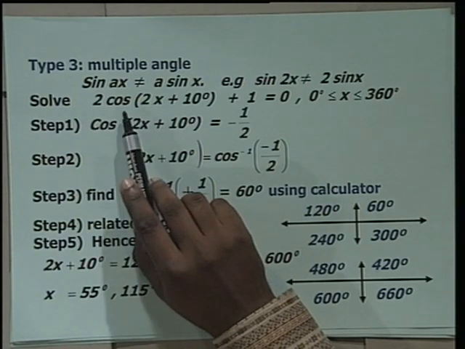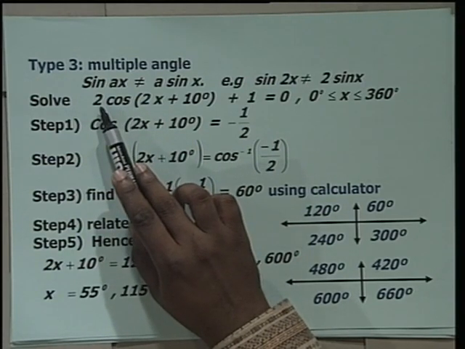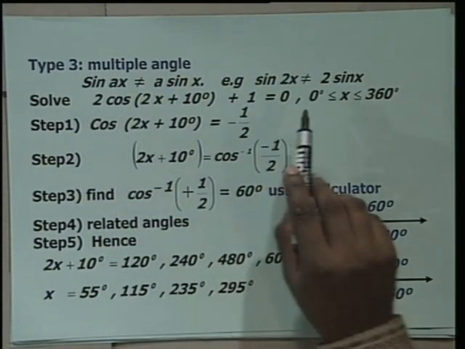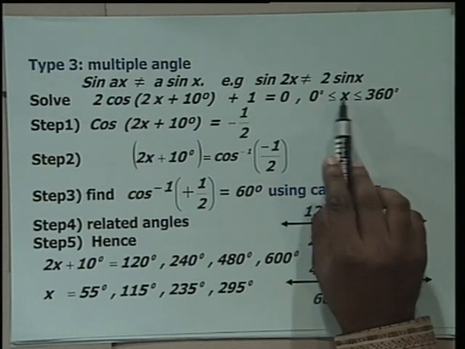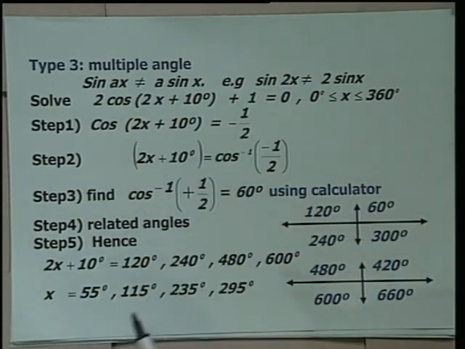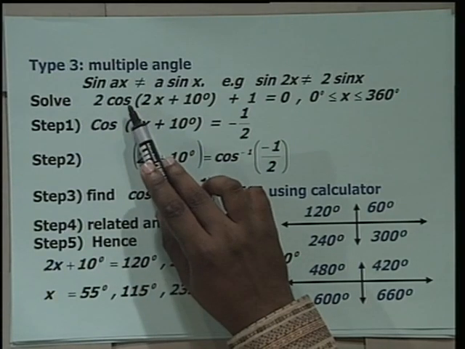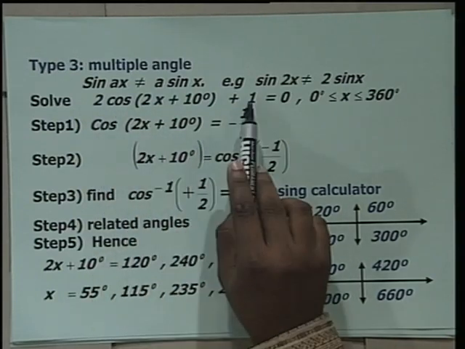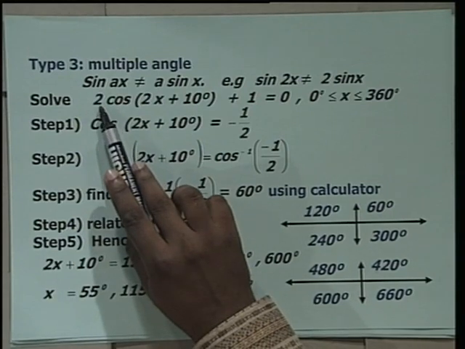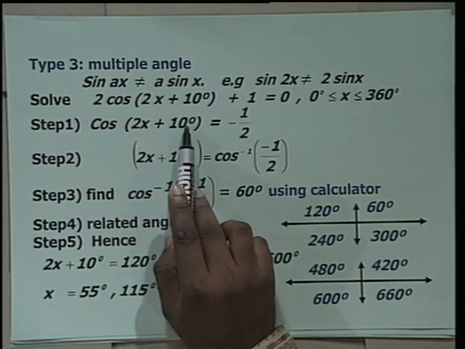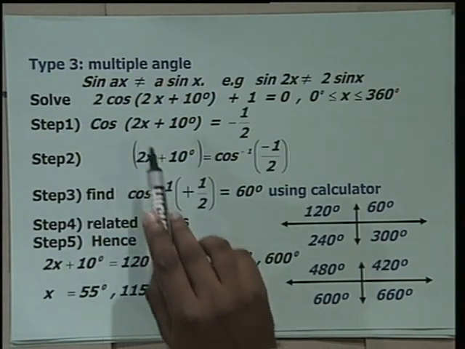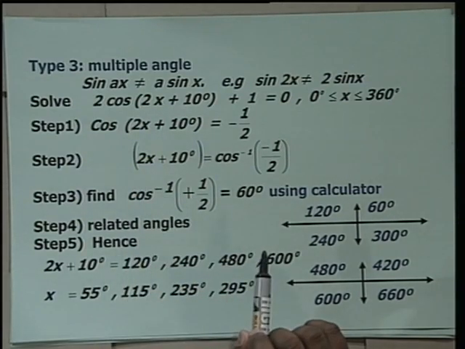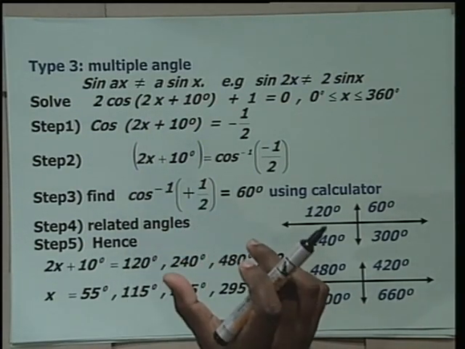The example that we are going to take is the following. We have to solve cos(2x + 10 degrees) + 1 = 0. And we are looking for all those angles x between 0 and 360 degrees which satisfy this equation. So the first step is to make cos the subject of the equation by sending 1 on the other side and dividing by 2, so that we have cos(2x + 10) equal to minus half. Again, cos(2x + 10) is never equal to cos 2x plus cos 10. Okay, so 2x + 10 remain together.